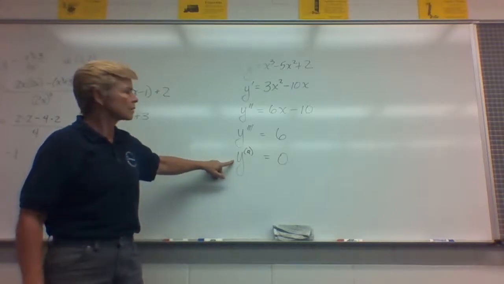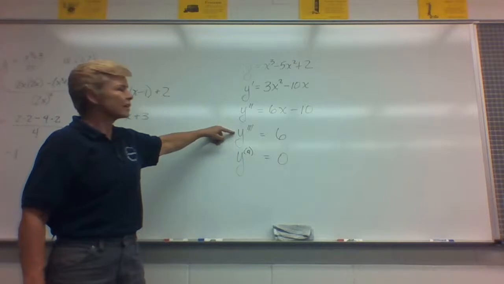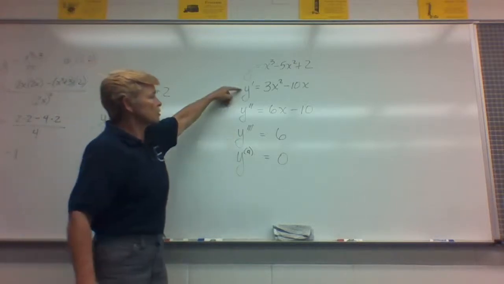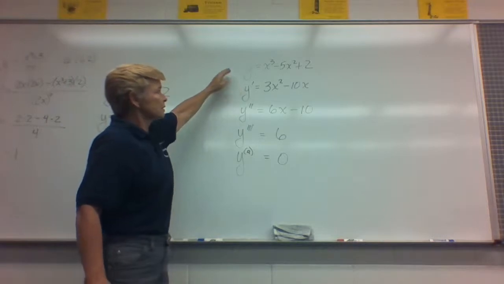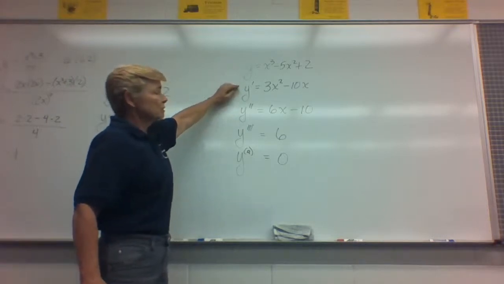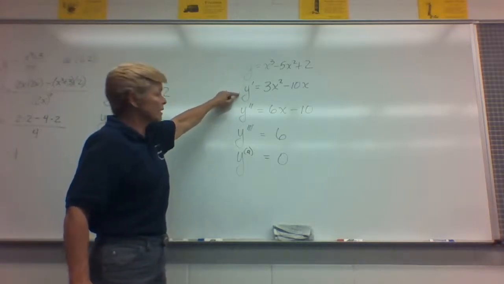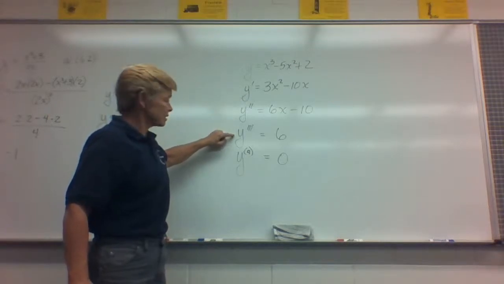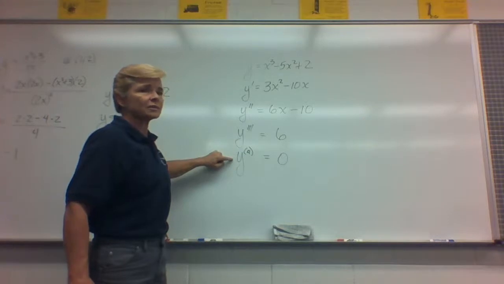The third order derivative is how you say it. The third derivative or the third order derivative is 6. First order is 3x squared minus 10x. The function itself was cubed. First order derivative is a quadratic. Second order is a line. Third order is a constant. It keeps going down. And the fourth order is a special constant, which is 0.